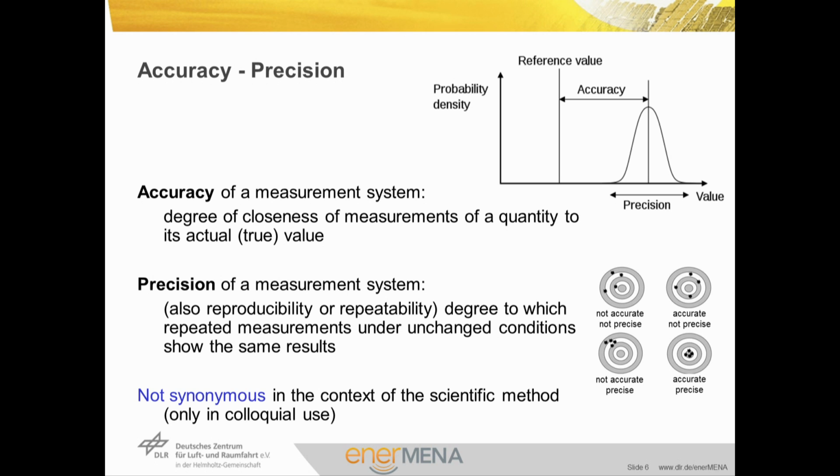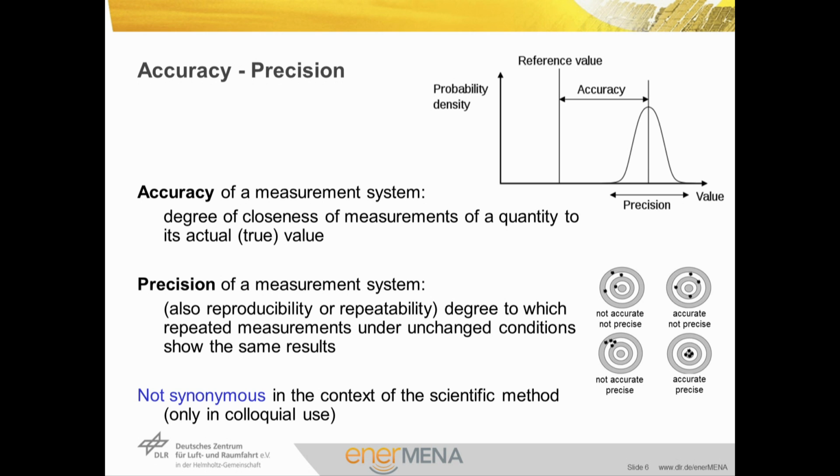In terms of probability or frequency distribution of measured data, this translates as an offset of the mean value of the distribution with respect to the actual value. This is illustrated in the graphic on the top right. The precision of a measurement system, in contrast, describes the degree to which repeated measurements under unchanged conditions show the same results. This is also referred to as reproducibility or repeatability, which is expressed as variance or standard deviation of a probability density characteristic.